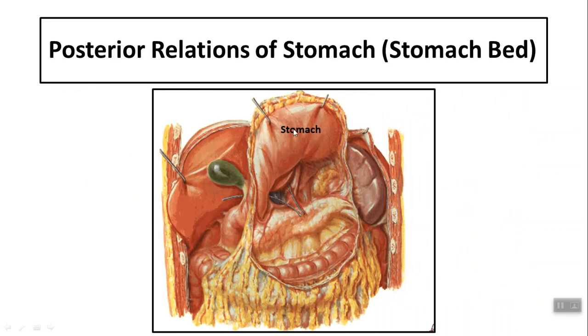What is the posterior relation of the stomach? The stomach is dissected out and reflected up, and we can see the space that lies behind it, which is the space of the lesser sac. The stomach rests on what we call the stomach bed. The stomach bed is formed of the spleen, the upper part of the left kidney with the suprarenal gland, the pancreas, the transverse mesocolon, and the transverse colon.